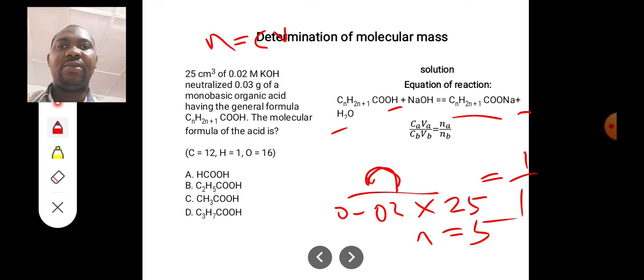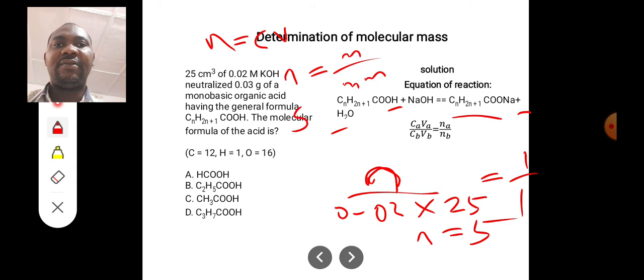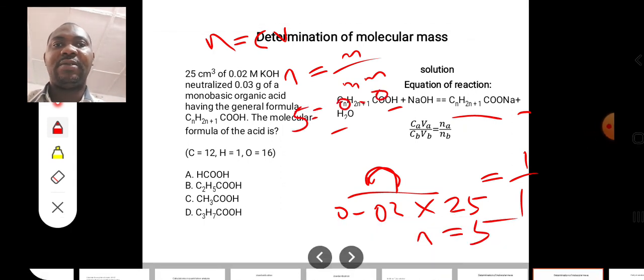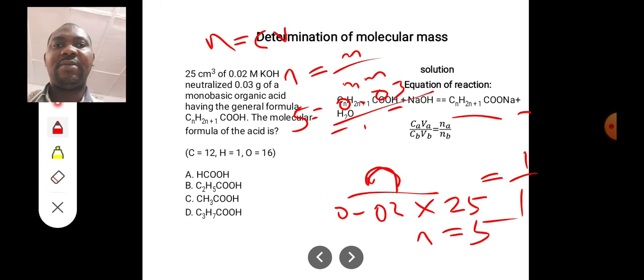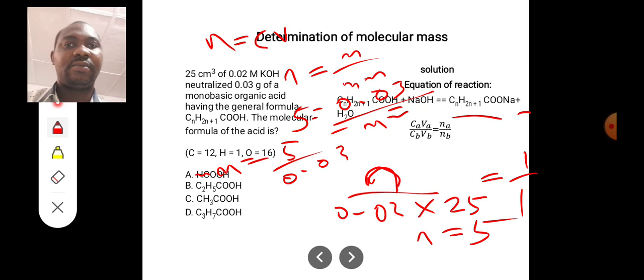Now that we know the number of moles, we can easily find the molar mass, because number of moles is meant to be mass over molar mass. So if the number of moles is 5 and the mass of the acid is 0.03, it will divide by the molar mass. So now the molar mass will be equal to 5 divided by 0.03. So 5 divided by 0.03 has given us 166.67. That is the molar mass of the acid.